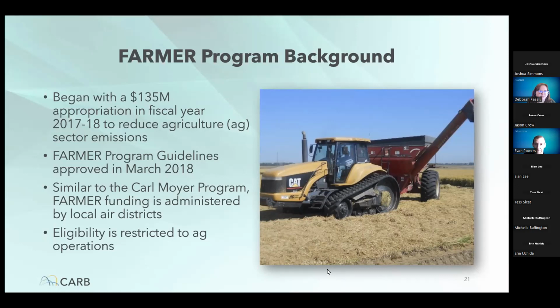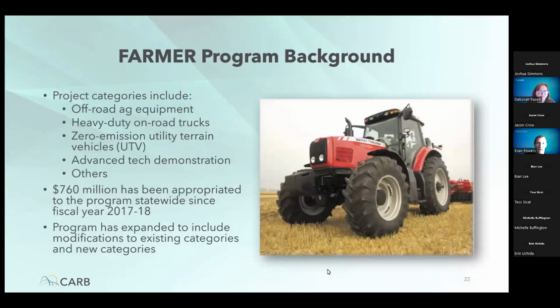Next slide, please. Generally, eligible project categories in FARMER include off-road ag equipment, such as tractors and harvesters and sprayers, heavy-duty on-road trucks, zero-emission utility terrain vehicles, or UTVs, and there's even a category for advanced technology demonstrations, among others.